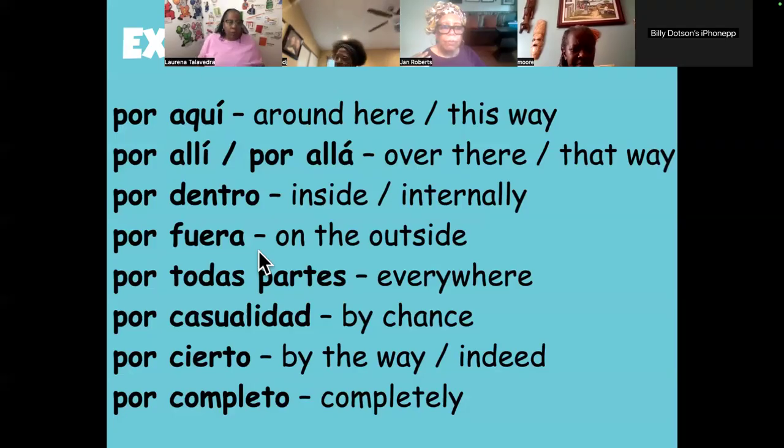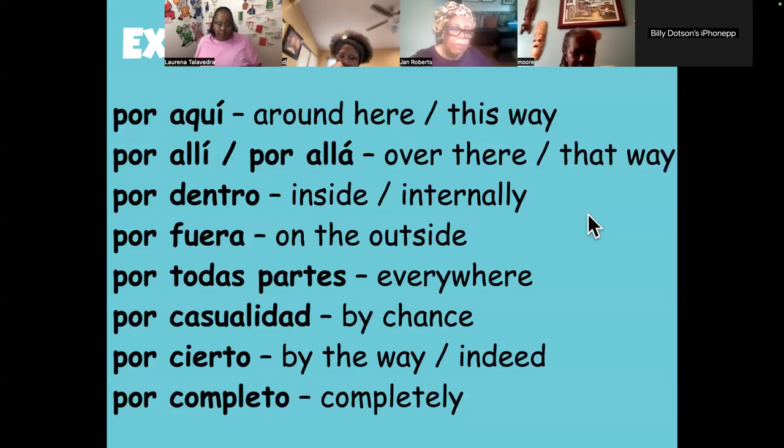Okay. Por todas partes, everywhere. Yo busqué mis llaves por todas partes. I looked for my keys everywhere. Okay. Por casualidad. Por casualidad. Okay. ¿Ustedes tienen un libro de español por casualidad? Do you have like an extra little book of Spanish by chance? No? Okay. Por cierto, by the way, or indeed.